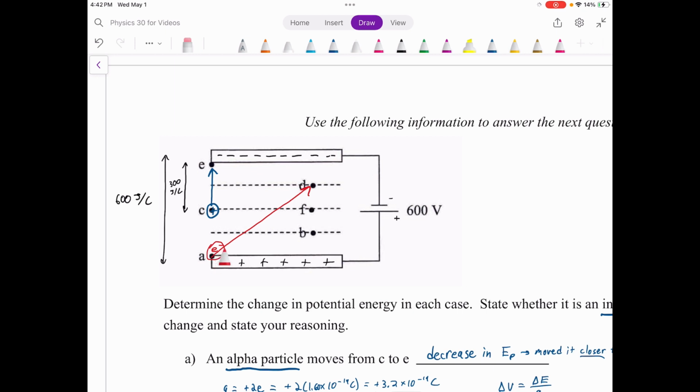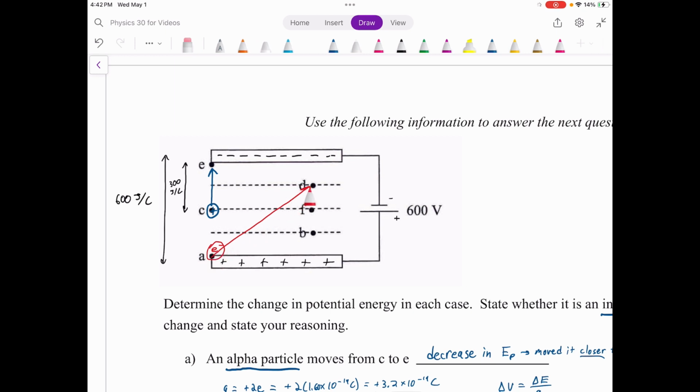If we lift it to D, so to speak, we've given it a lot of potential energy now. If we were to release it from D, all of that potential energy would be converted into kinetic as it crashed back down to the positive. So we've definitely increased this electron's potential energy by moving it to D.